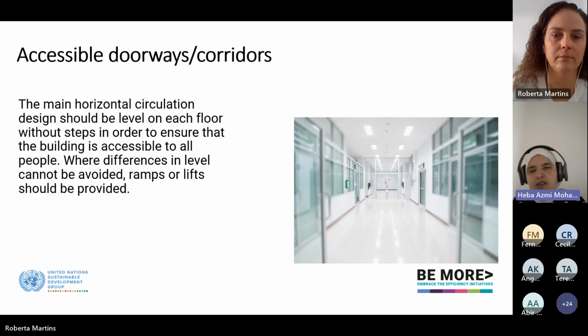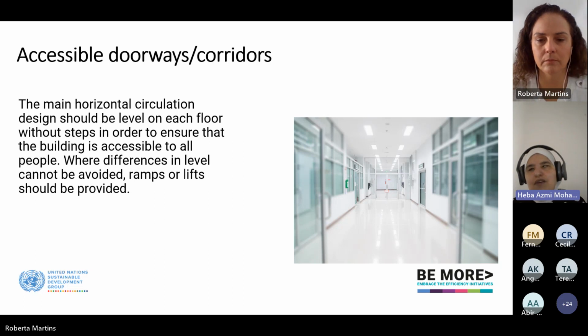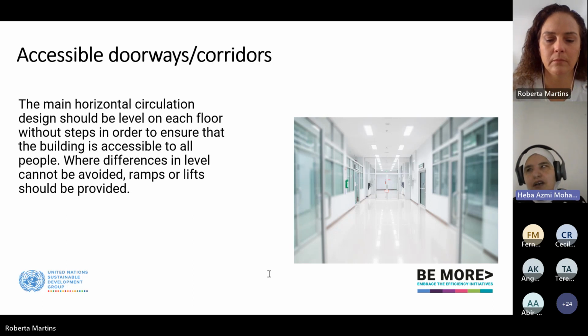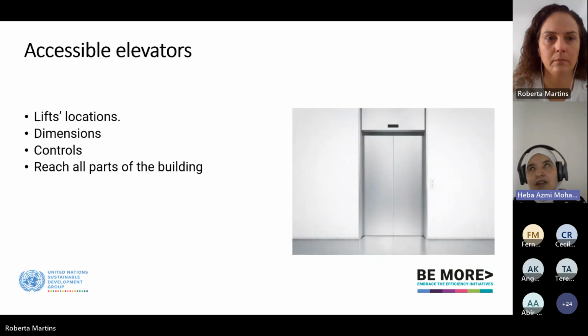Next slide, please. So doorways and corridors are the main horizontal circulation design that enables people to horizontally circulate and move around the building. So it should be designed in a way that is accessible. It should be level on each floor without any steps, in order to ensure that the building is accessible to all people. And where this difference in levels cannot be avoided, make sure to install ramps or lifts in order to improve accessibility.